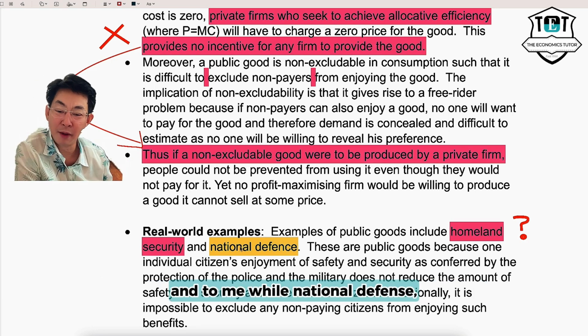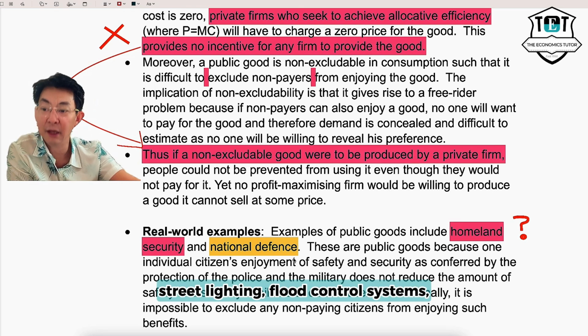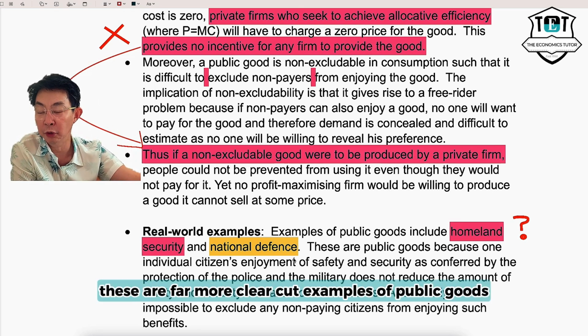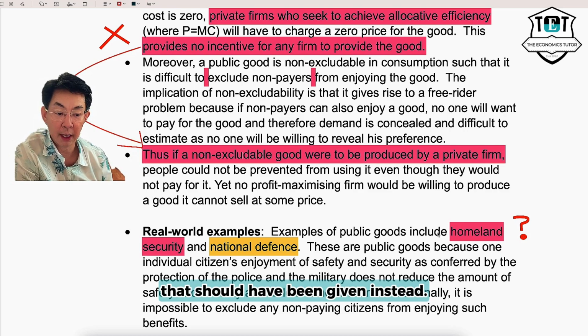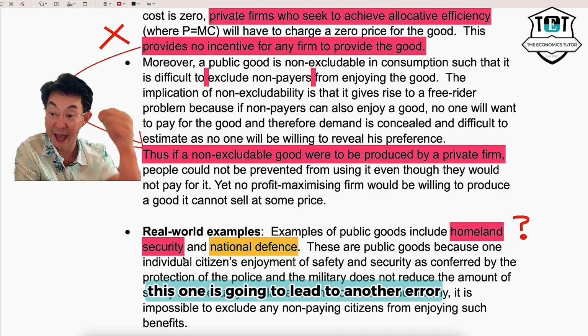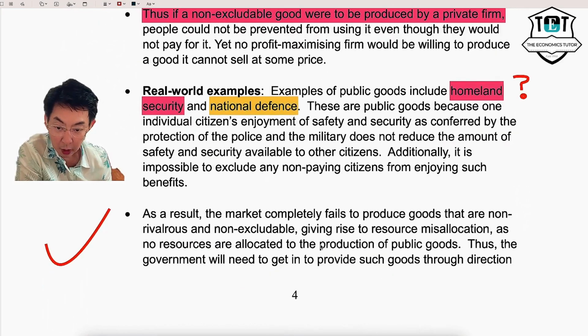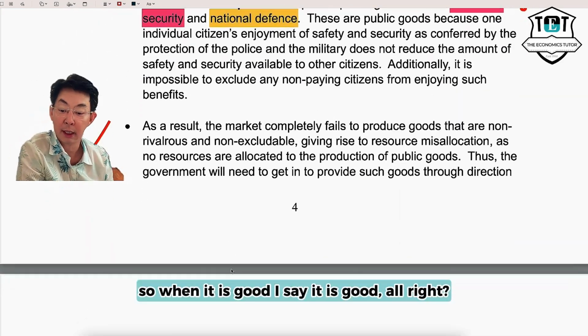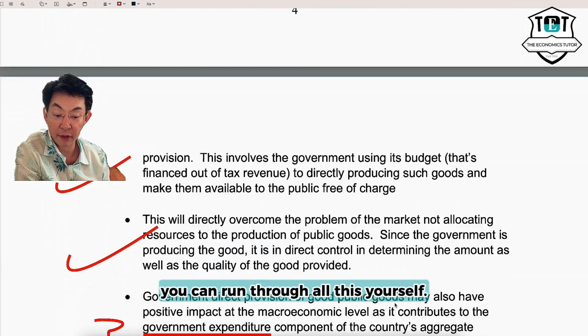And to me, national defense, street lighting, flood control systems, these are far more clear-cut examples of public goods that should have been given instead. And I would say this one is going to lead to another error, which I will point out to you later. Now, some of these explanations are all good. So when it is good, I say it is good. Okay, this is all good. You can run through all this yourself.